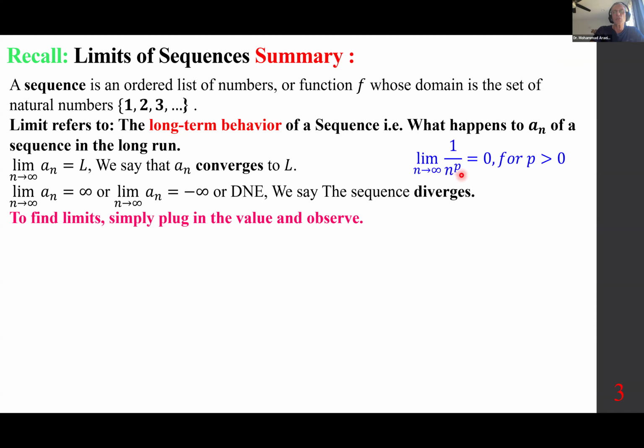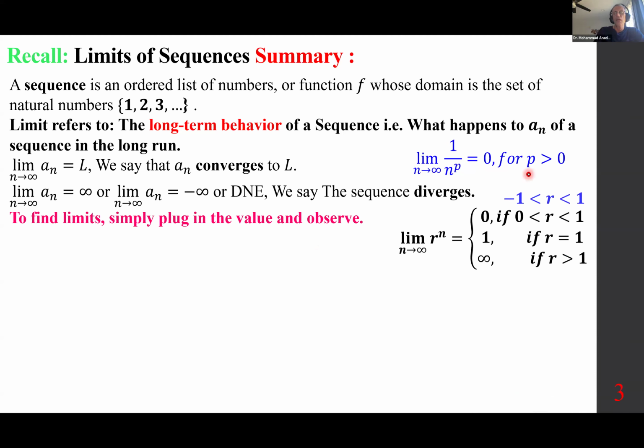The limit of 1 over n to the power of p as n approaches infinity is 0 for p larger than 0. The limit of r to the power of n as n approaches infinity depends on the value of the base r. If it's between -1 and 1, it is 0. If it's 1, it is 1, and if it's larger than 1, it's infinity.